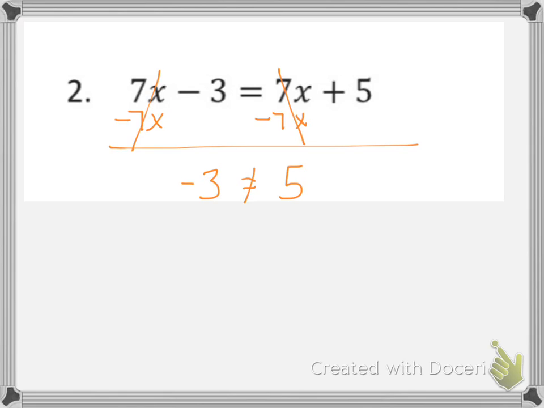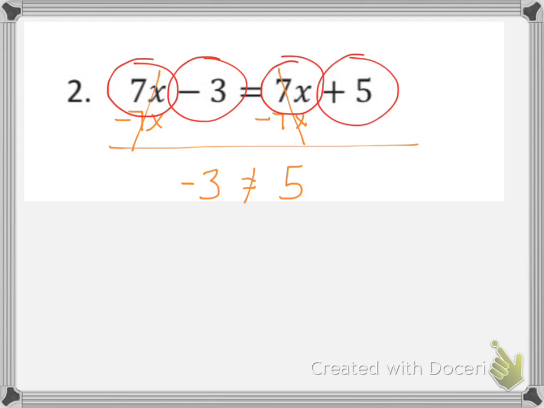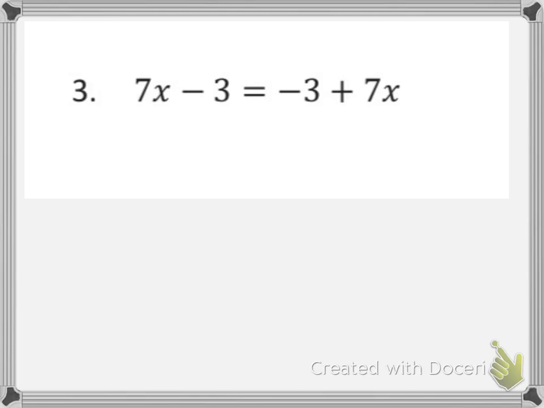There are no solutions. And notice that when we look at the original equation, we could see that the coefficient with our variable was the same, and the constants are different. If the coefficients of the variables are the same, they're going to cancel each other out, and then we're going to be left with the constants. And if these two are not the same, then there's no solution. So there's no solution for x because negative 3 does not equal 5. Okay, let's try number 3.